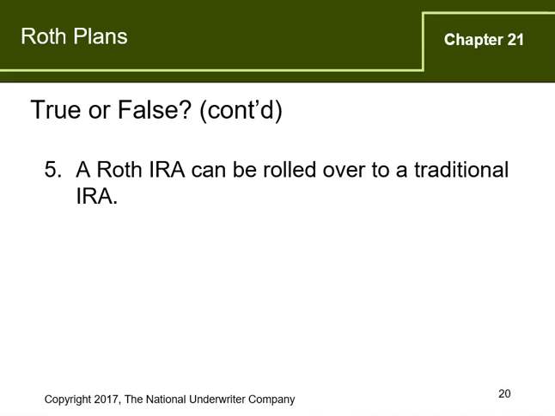True or false? Number 5, a Roth IRA can be rolled over to a traditional IRA. That is false. It is the traditional IRA that can be rolled over to the Roth.